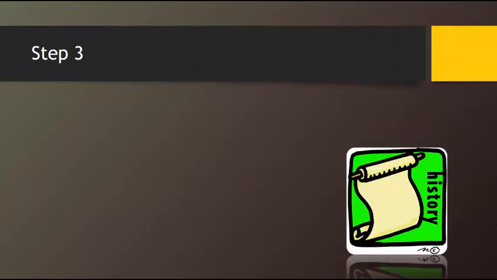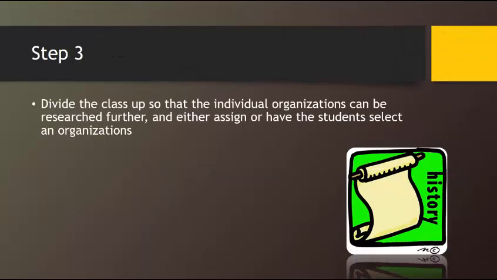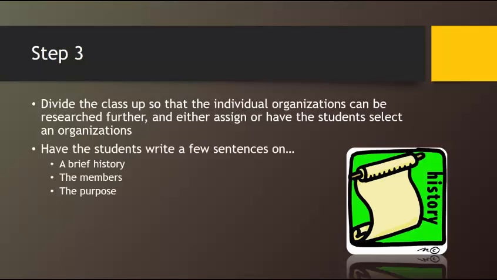Step 3. The next step would be to divide the class up so that the individual organizations can be researched further, and either assign or have the students select an organization. Have the students write a few sentences on a brief history of the organization, a little information about the actual members, and a little more detail about the purpose of the organization.